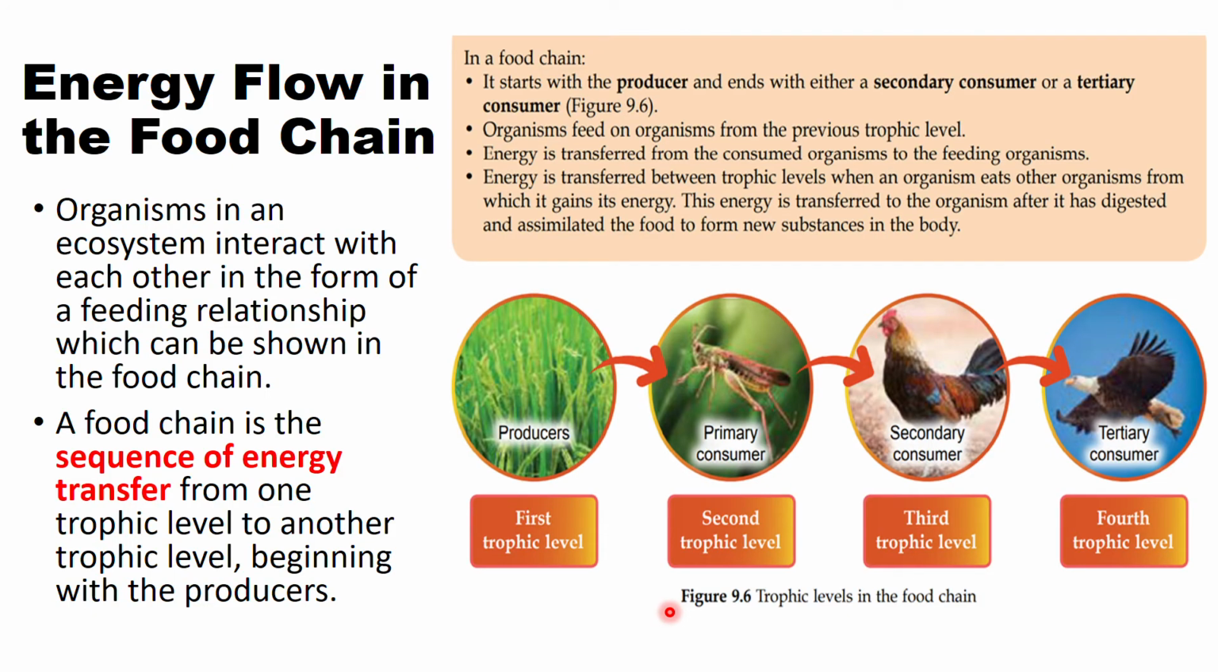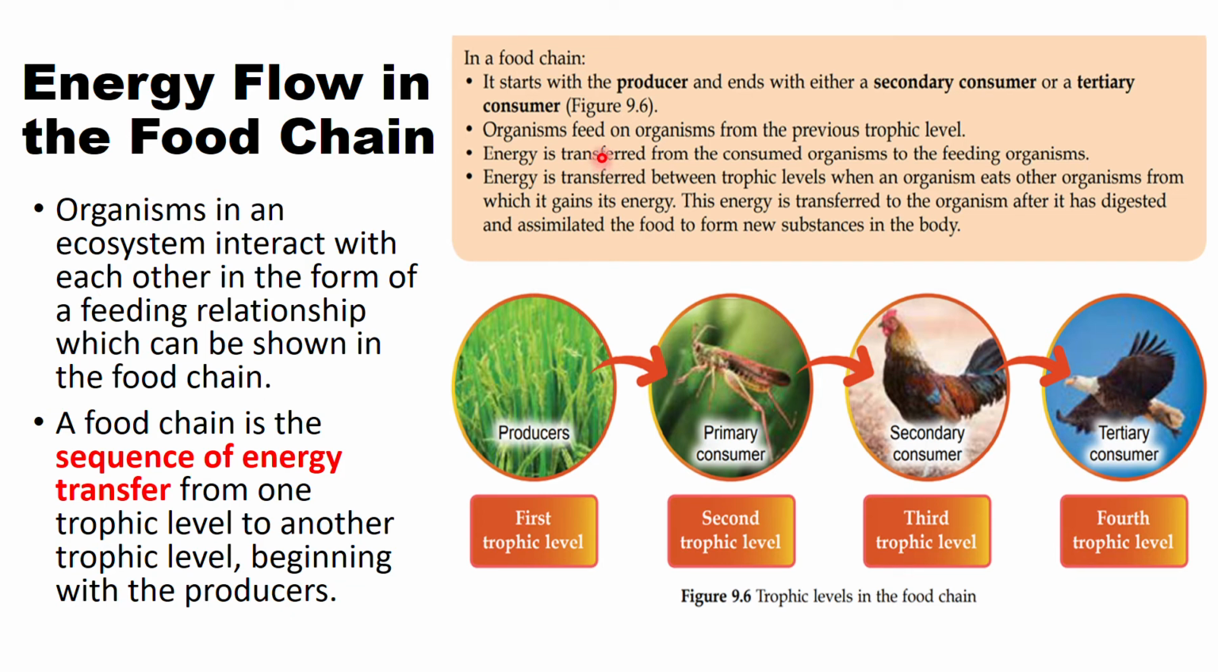Okay, let's look at the energy flow in the food chain. So organisms in an ecosystem, they interact with one another. Macam mana? In the form of feeding relationship, which can be shown in the food chain. This is the one just now we mentioned about trophic level, di mana dia punya hubung kait antara organisma itu dalam satu rantai makanan, which begins with the producers and ends with the secondary consumer or the tertiary consumer. So definition of the food chain: sequence of energy transfer from one trophic level to another trophic level, beginning with the producers.